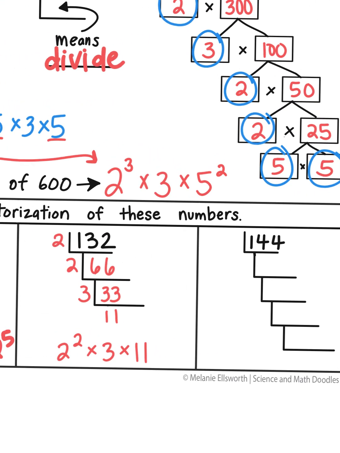Okay, and then 144, my purple and my peach table. 144 divided by 2 is 72, divided by 2, which is 36, divided by 3. We can do 2 or 3, but if I did 2, it's going to be 18 divided by 2, which is 9 divided by 3, which is 3. Very good. 2 to the 4th power times 3 to the 2nd power, or 2 to the 4th power times 3 squared.